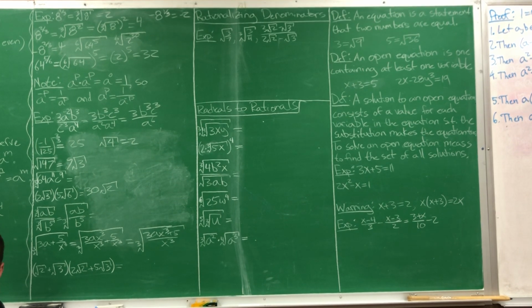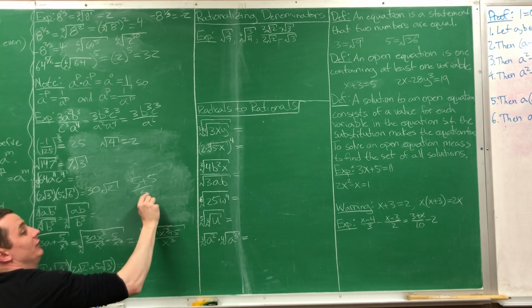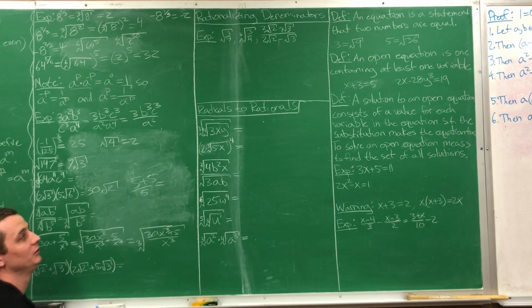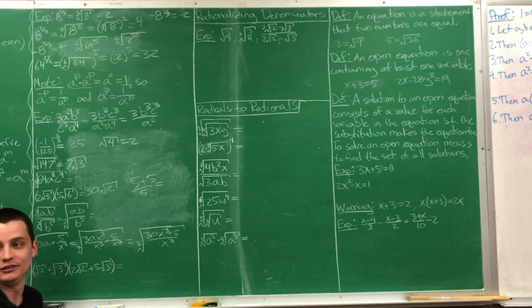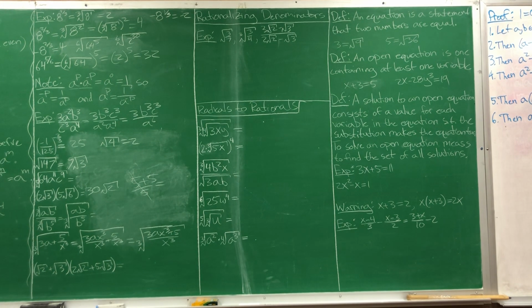Should have done the same number. That's what I should have done. 5 plus 5 over 5, there we go, is equal to 2, right? Which is not the same thing as 5. Okay. Anyways, back to this one.